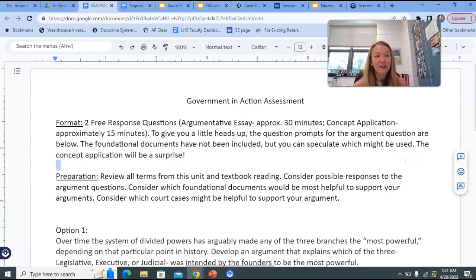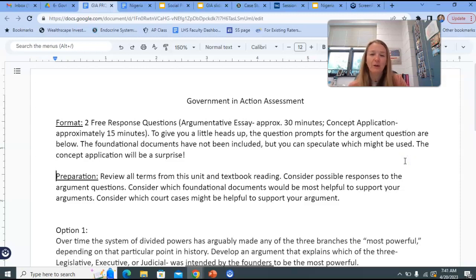Just so you know, I am going to give you two possible FRQs. I'm going to pick one of them and put it on your test. I'm not going to tell you which one it is, but look at both of them and you should be in good shape for that component of the test. And then the concept application, woo, it's going to be a surprise. I'm not telling you what it is, but I promise you will be a-okay with it.